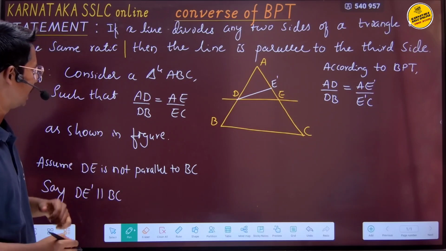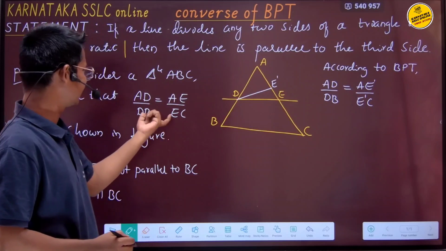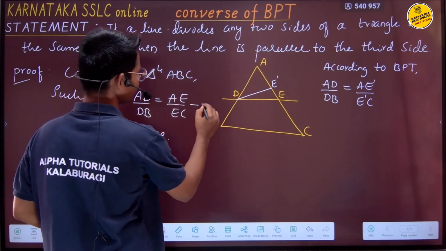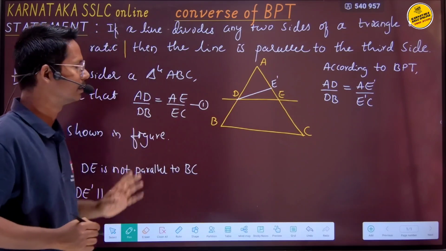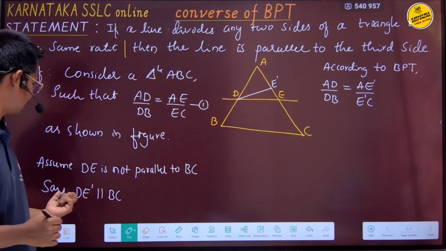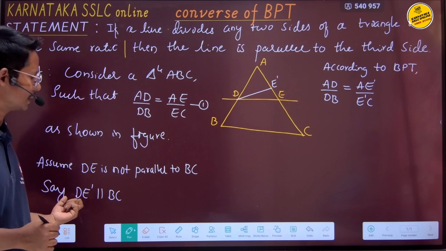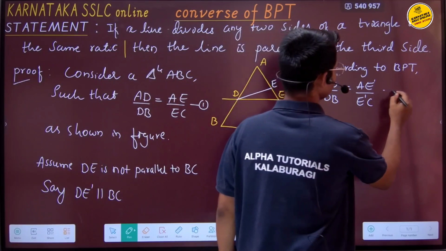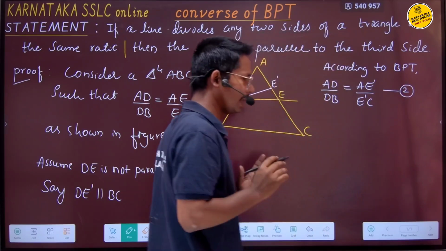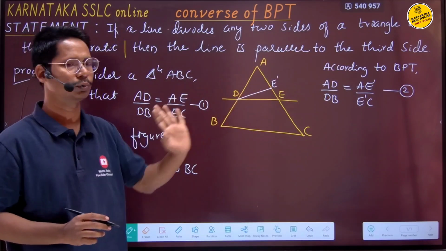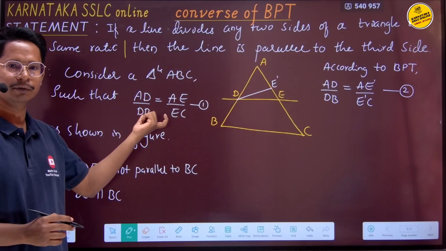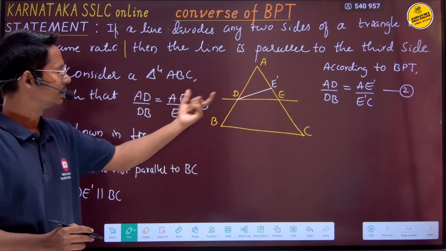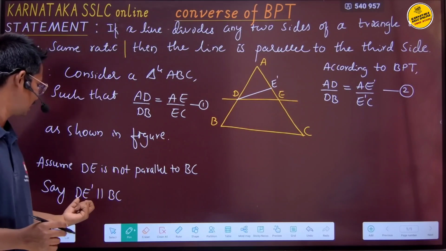Now we'll compare. This is the given thing, so I'll call it equation 1. And this is as per our assumption: DE dash parallel to BC means this is the result we got, equation 2. Now you compare equation 1 and 2. Equation 1 is straightforwardly the given condition. The second one is what we are assuming.